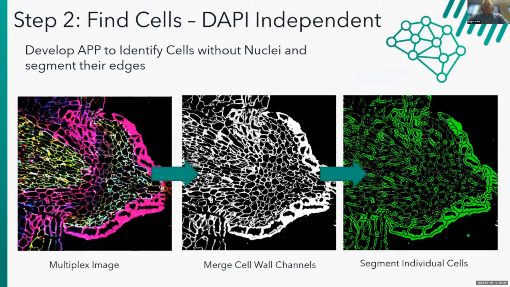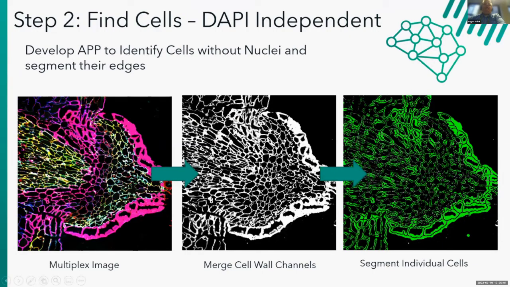Now, what if you don't have a nuclear signal, or you don't have nuclei that are stained by DAPI like we do in the mammalian world? Well, we can actually develop algorithms, giving the computer the rules that we want it to perform on. And so here's an example that Dr. Czymmek gave me, where he sent us a multiplex image. I don't know anything about it other than it looks beautiful.